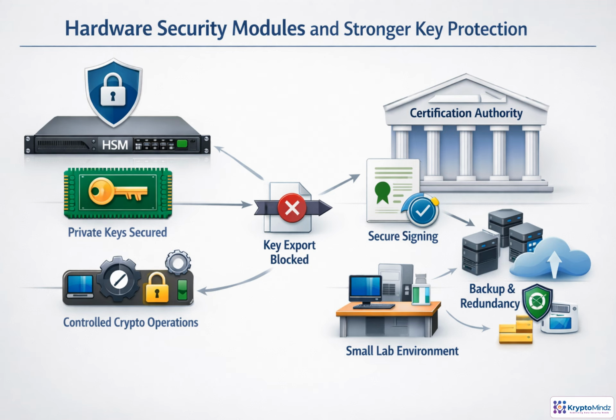A hardware security module is essentially a hardened safe for your CA's private keys. Instead of keys living on a server's disk, they're generated and kept inside the device, and all signing happens there. That means attackers can't just copy the key, even if they gain admin access to the server. The trade-off is cost, operational complexity, and careful planning for redundancy and recovery. Smaller labs may skip HSMs, but high-assurance environments almost always rely on them.